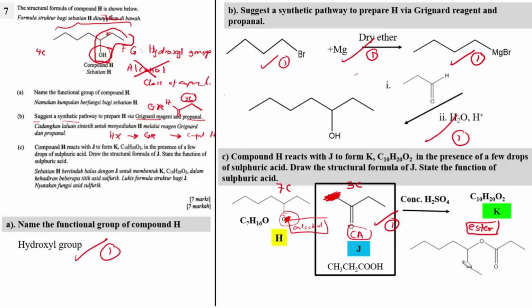And then for the last part here, they ask us to state the function of the sulfuric acid. So the function of the sulfuric acid is to act as a catalyst. This one will contribute to another mark. 1, 2, 3, 4, 5, 6, and 7. So 7 marks all together. So that's all for question number 7.